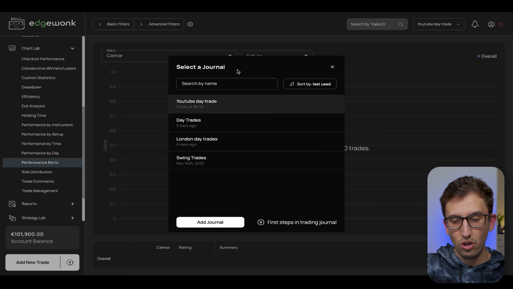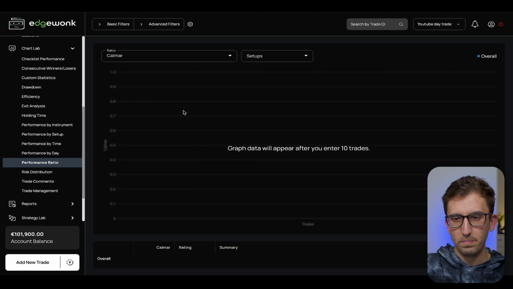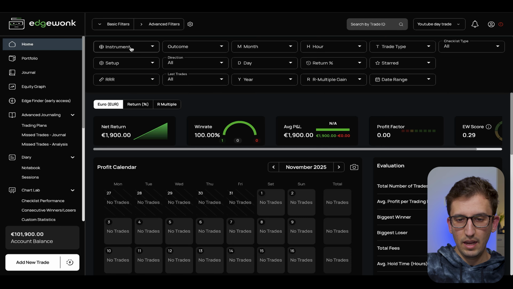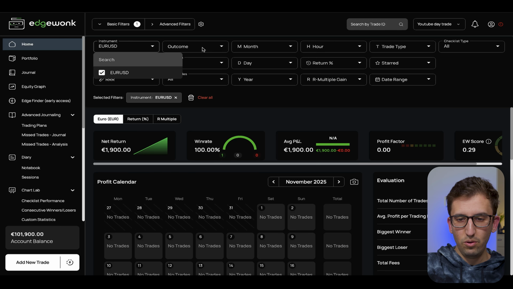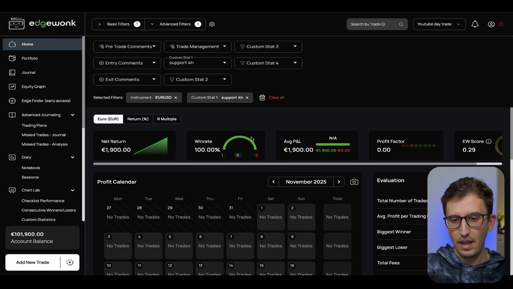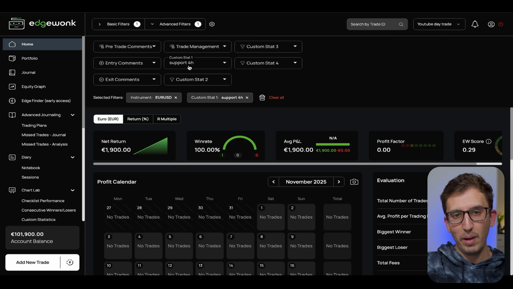You can also have multiple journals. So you can see I have day trades, London day trades, swing trades. So a whole bunch of different journals that you can use. And what's nice as well, so you can come here and you can also put your filters. So let's say I said EU, and let's say that I'm looking for, in the advanced filters, I can go and click on my support 4 hour and see the trades that fulfill that. So that way I can see what are the statistics for my trade when it's based on the support from the 4 hour. And right now you've got 1 win, 0 break even, 0 loss, win rate 100%.